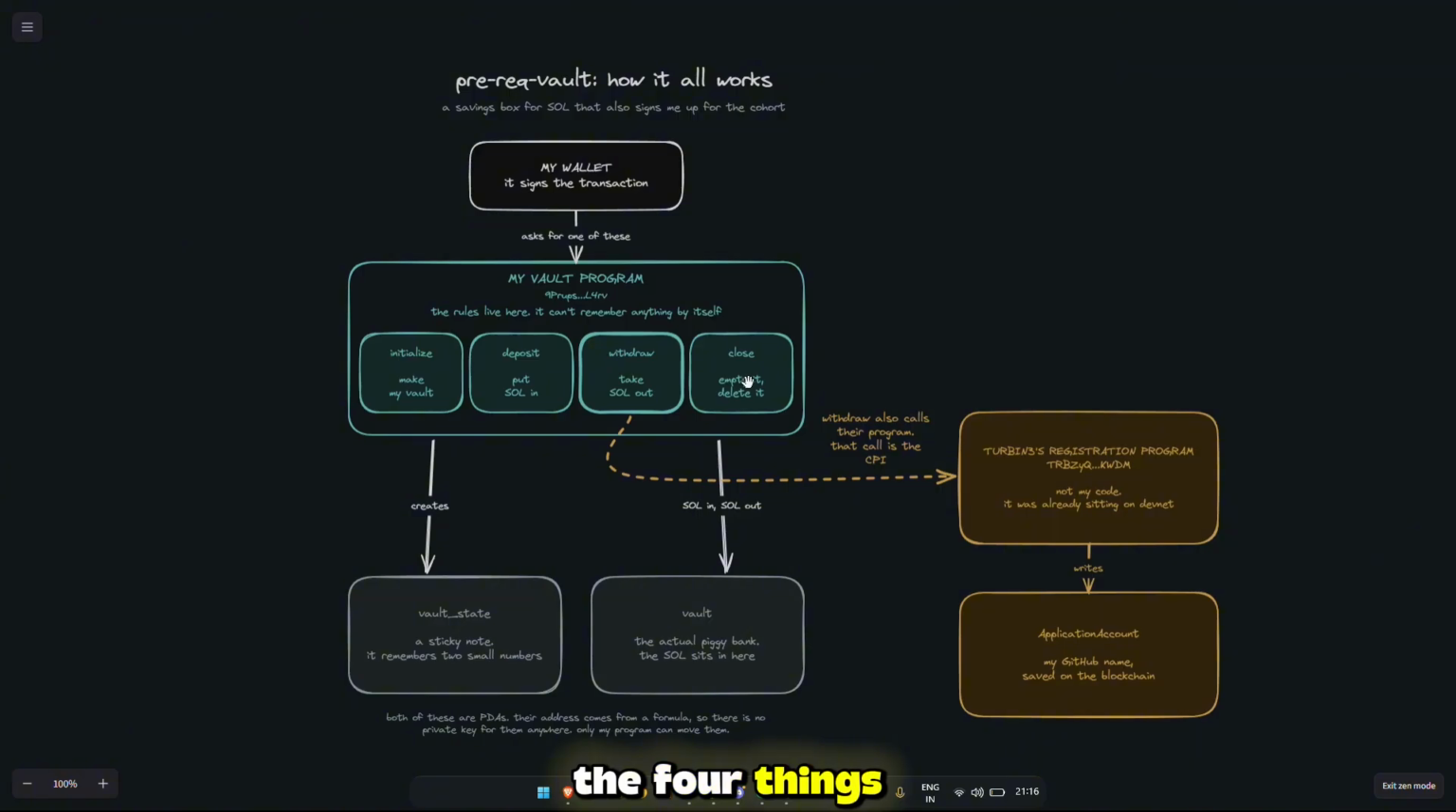Now these are the four things it can do, about what you would expect. Initialize sets up the vault, then deposit puts SOL in it, withdraw takes it back out, and close empties it and tidies up.